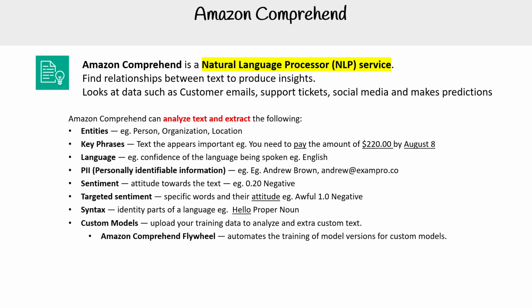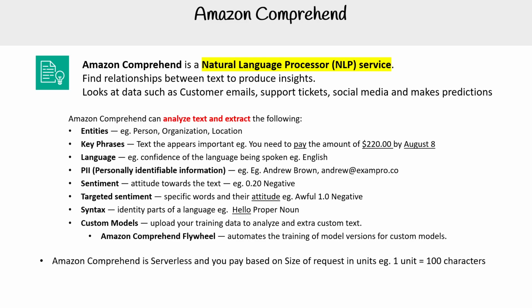There is a subservice in Amazon Comprehend called Flywheel, and this automates the training of model versions for custom models. So it's like continuous learning for it in some sense. Amazon Comprehend is serverless, and you pay based on the size of the request, and they use this measurement called units. So 1 unit equals 100 characters. It varies based on which predefined model you're using or if you're using custom models.